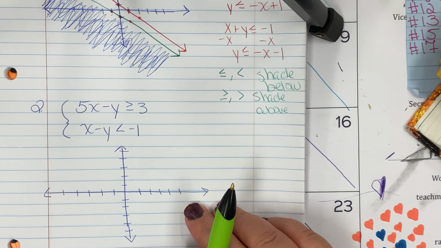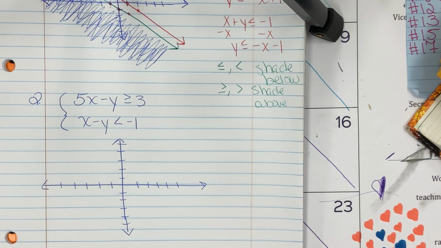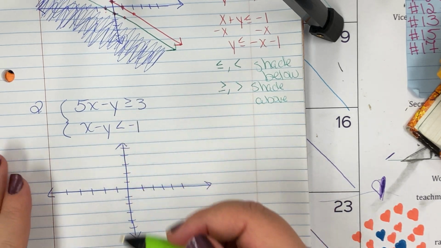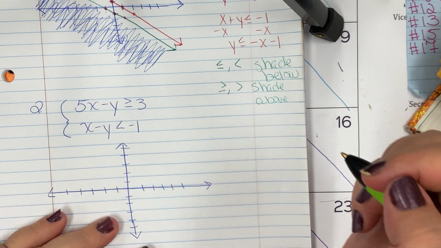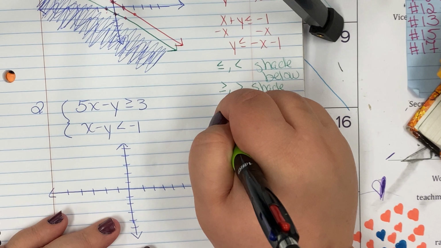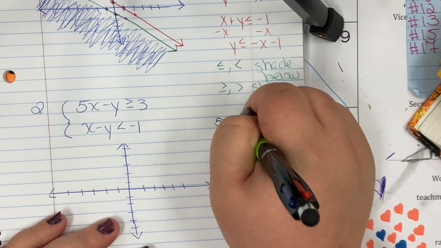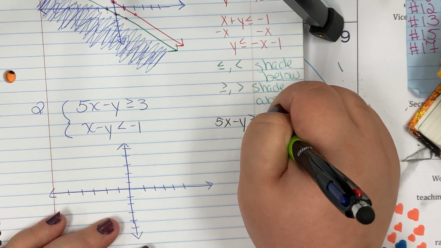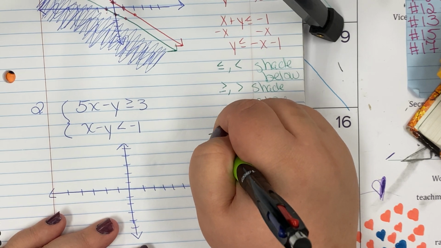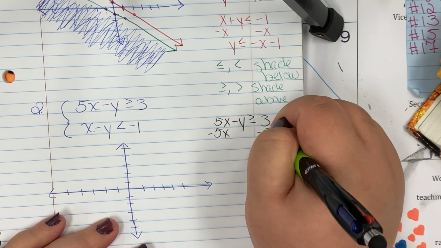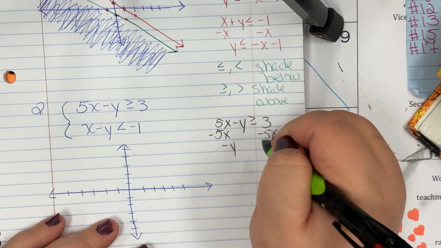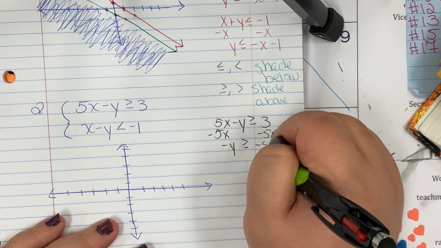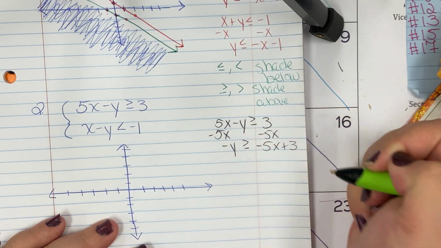Now if we move on to the second example, again, they're not in y-intercept form or slope-intercept form, so we need to put them there. So we have 5x minus y is greater than or equal to 3. Getting y by itself, so subtracting 5x from both sides, we'll have negative y is greater than or equal to negative 5x plus 3.